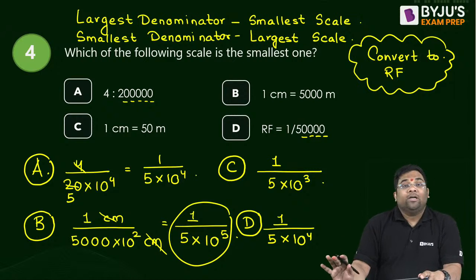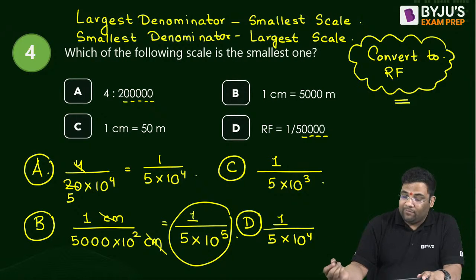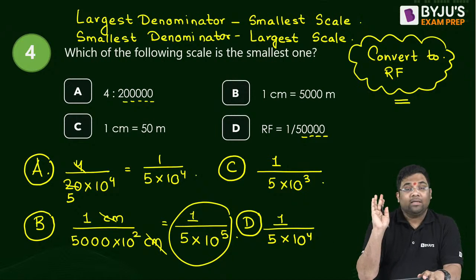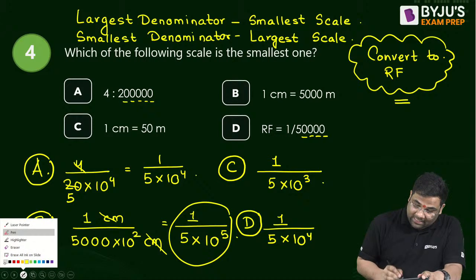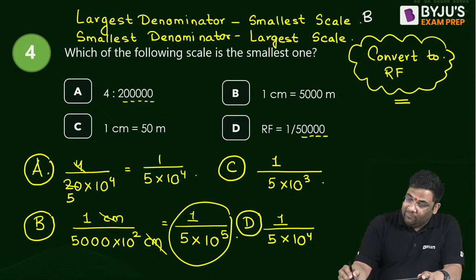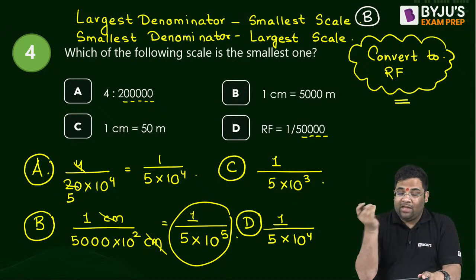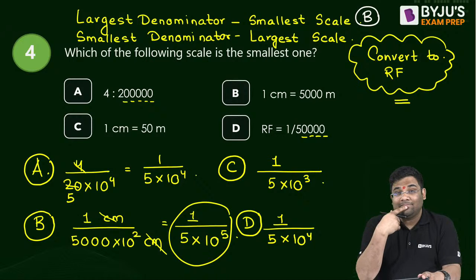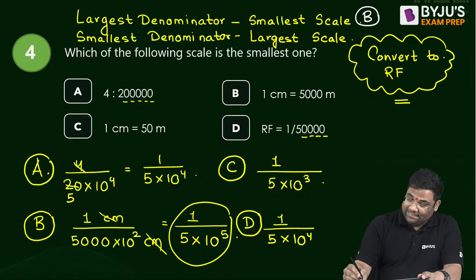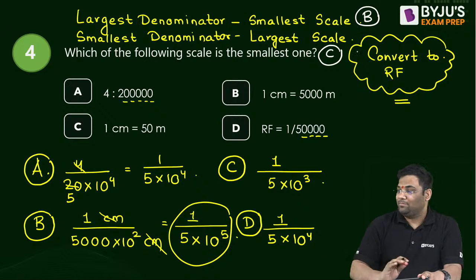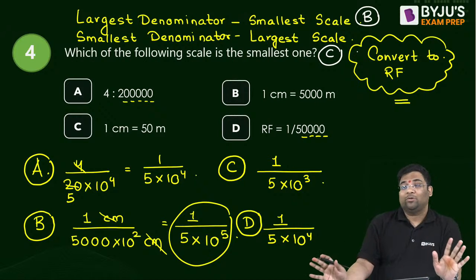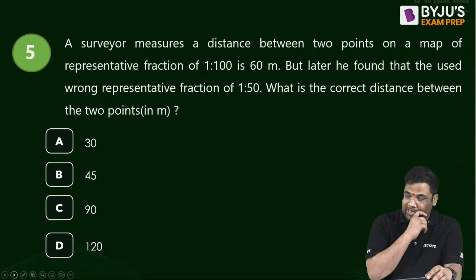Okay, convert to RF. And once you convert to RF, then see largest denominator, that is the smallest scale. So here the smallest scale is which one? It is your B. If I asked you the largest scale, what would have been your answer? Largest scale, C. Understood? So now you will not get confused with these questions, right? Very good. Question number 5.